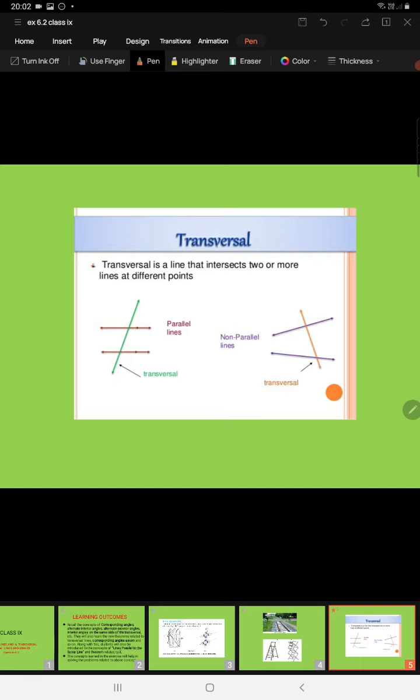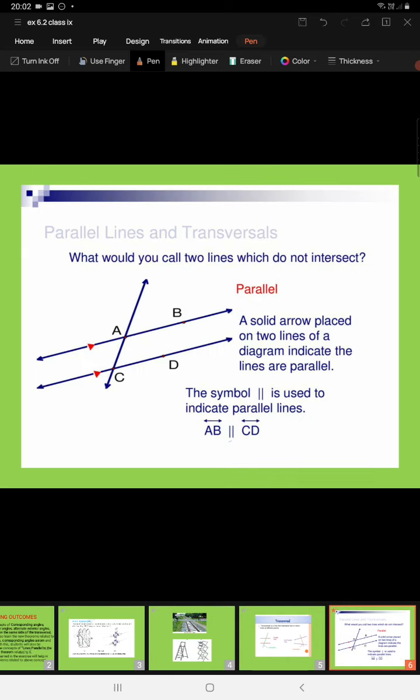And we also know the concept of parallel lines. Actually, what are parallel lines? What would you call two lines which do not intersect? We call them parallel lines, the lines which have equal distance between them. If the distance between the lines does not change or remains constant, then the lines are said to be parallel.